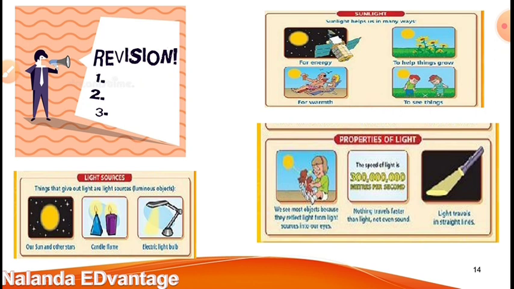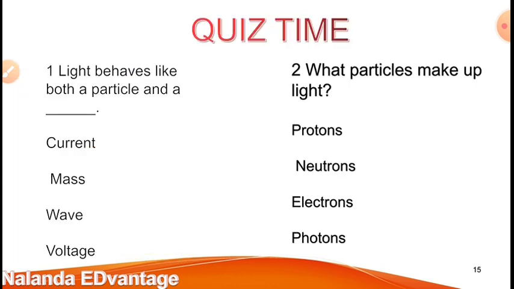And a few properties of light we have discussed: reflection, anything which we are able to see is because of reflection. And the speed of light, the fastest, the particles called photons have the fastest speed, and it is basically 3 lakh km per second. And the third most important property is that light travels in a straight line. So let's quickly take a quiz to assess your understanding of the topic.